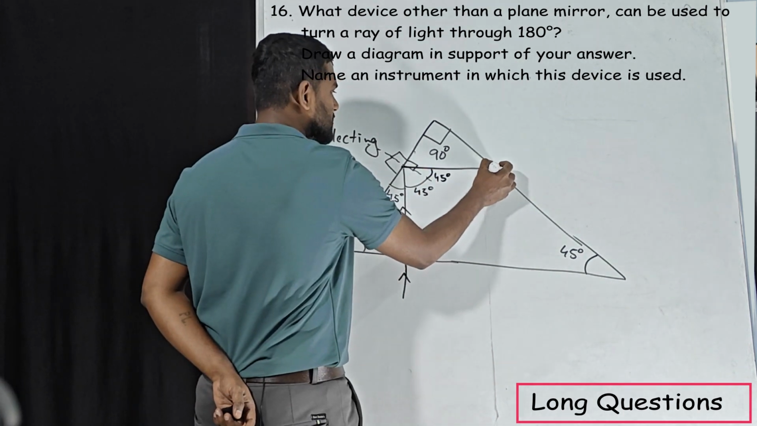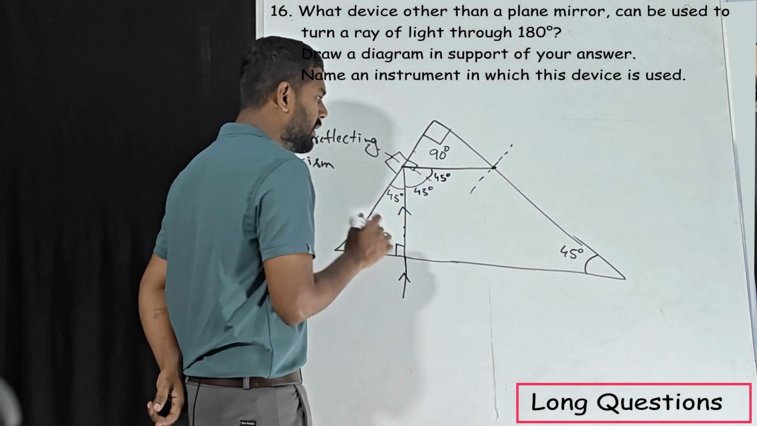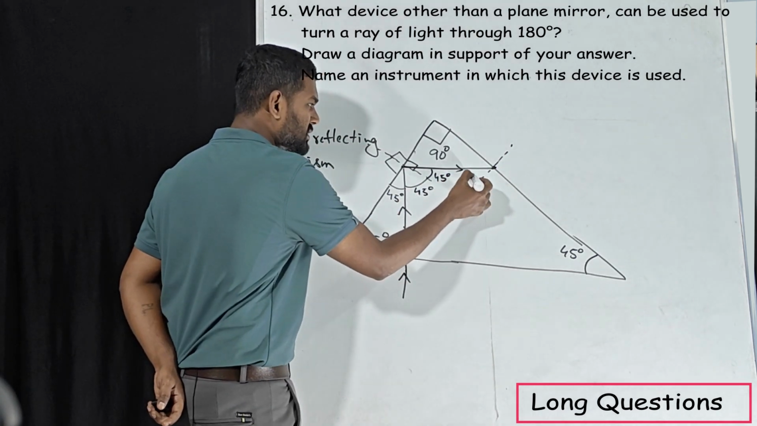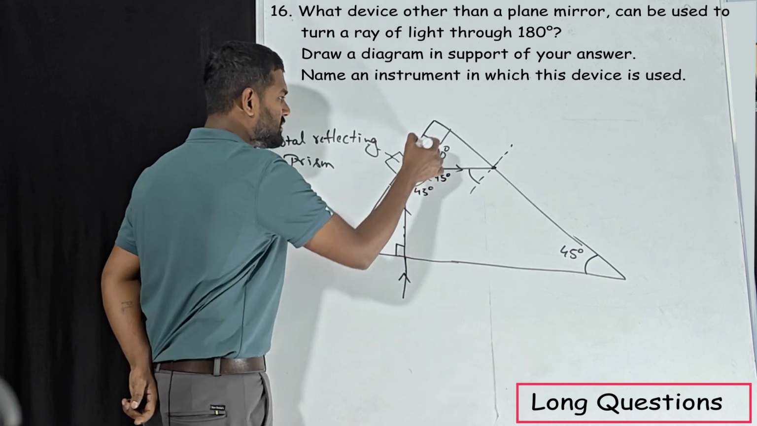Again, at this point it is touching. Keep the protractor at the center and draw the normal. So this is the incident ray, this is the normal, and this is the angle we want. Where is the triangle? Here, this is the triangle, correct?